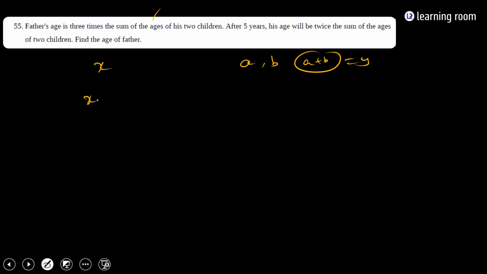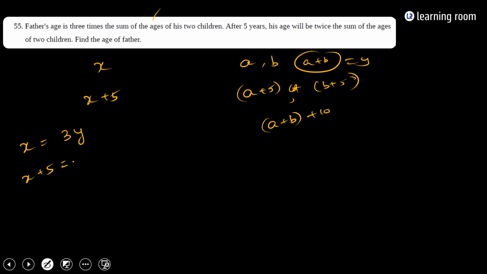After 5 years, what would be the scenario? Father will be X plus 5, but what about the children? A plus 5 and B plus 5. So after 5 years, what will be the sum of their ages? A plus B plus 10. Yes, sir. So first case, x is equal to 3y. Second case, x plus 5 is equal to 2 into y plus 10. We wrote 5 here. That was a mistake. Got it? Then I think you can solve it, no?